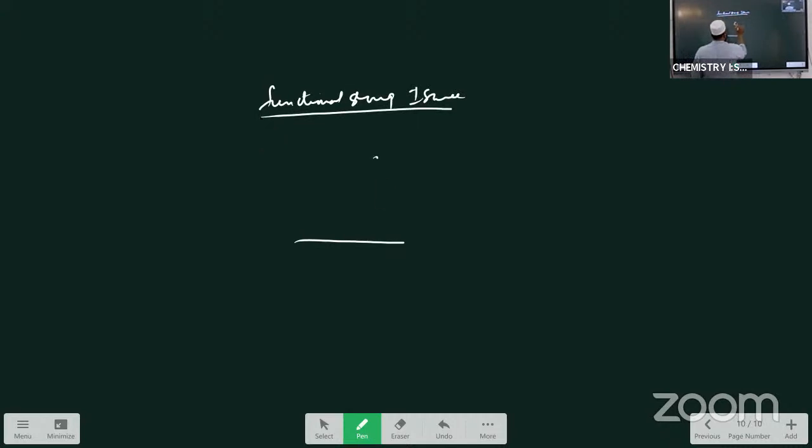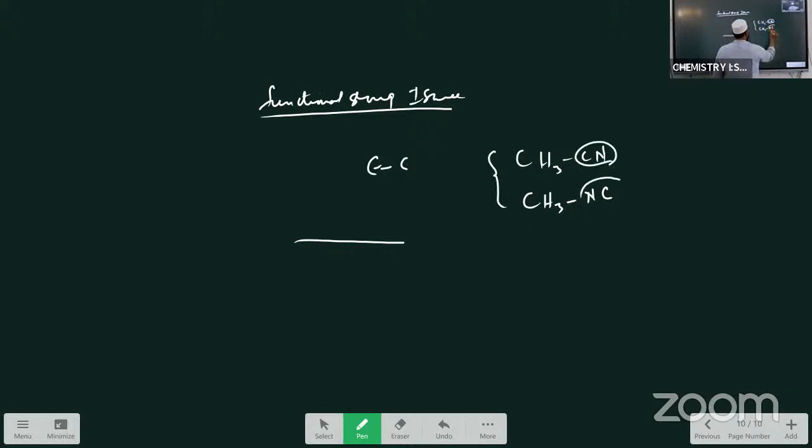Next, about functional group isomerism. What is functional group isomerism? See, I am writing this one. CH3CN is called methyl cyanide, and this is called methyl isocyanide. These two are different because in one the cyanide functional group is there, and in the other the isocyanide functional group is there. So see, the formula of both is the same, C2H3N.